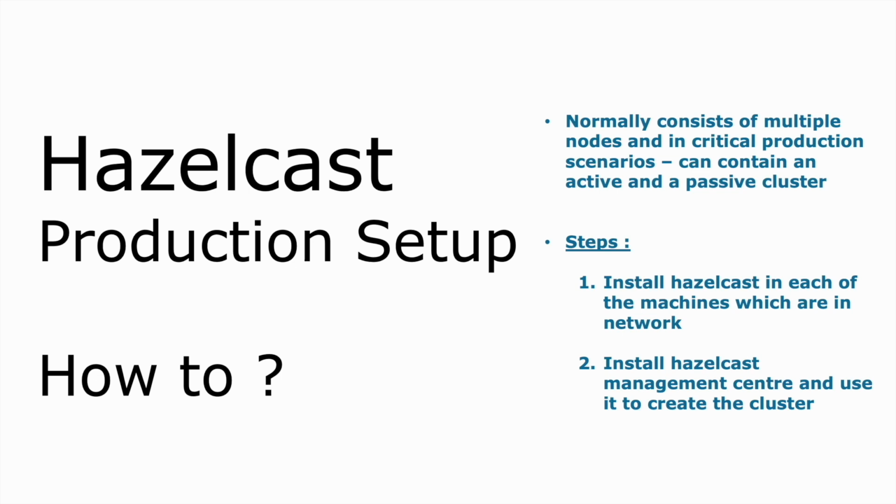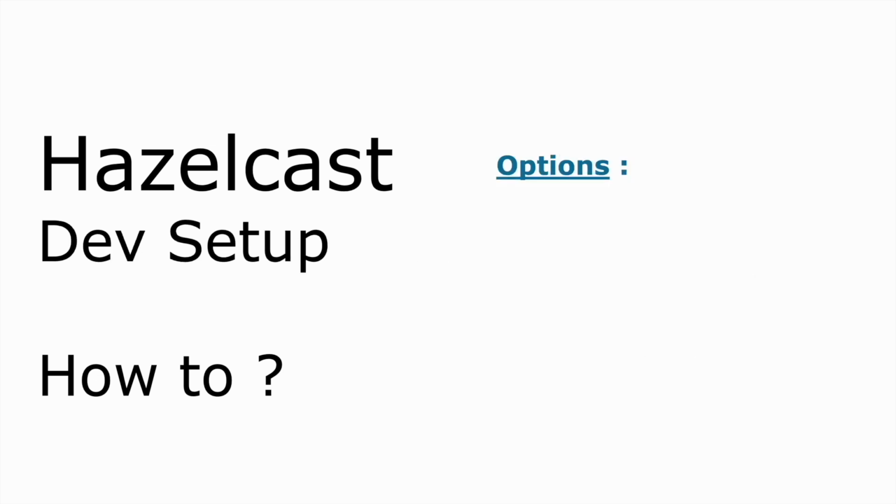I have also seen that in many production scenarios, often two Hazelcast clusters are created, one an active cluster and the other a failover cluster. In each of the active and the failover clusters, there are multiple nodes used to form the cluster and to address the availability and scalability requirements. So that is about how a production setup of Hazelcast is done.